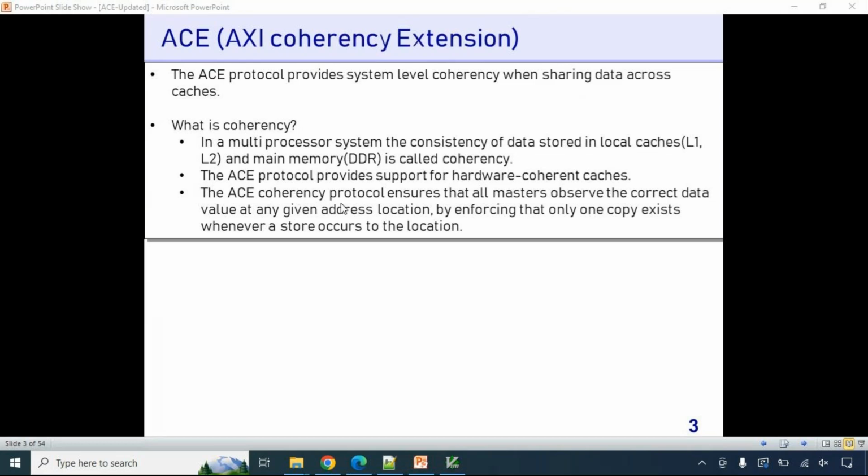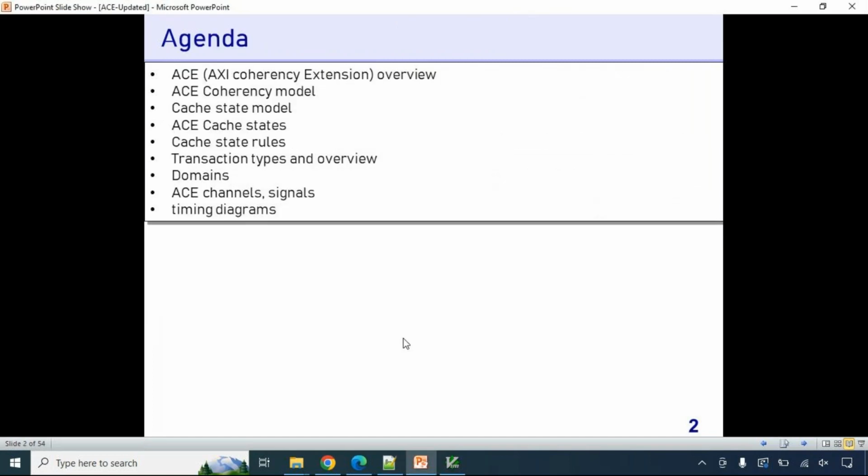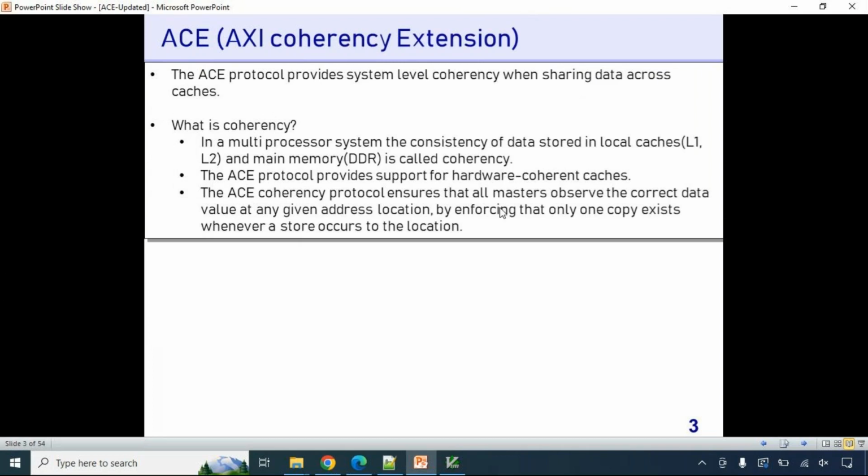The ACE coherency protocol ensures that all masters observe the correct data value at any given address location by enforcing that only one copy exists whenever a store occurs to a location. It makes sure that there is only one copy throughout all these locations. So that is what the ACE coherency protocol achieves. That is the context in which we are talking about all these things. The additional signals and the transaction types are all to achieve this one line, basically: for any given address location, only one copy should exist whenever a store occurs to the location.